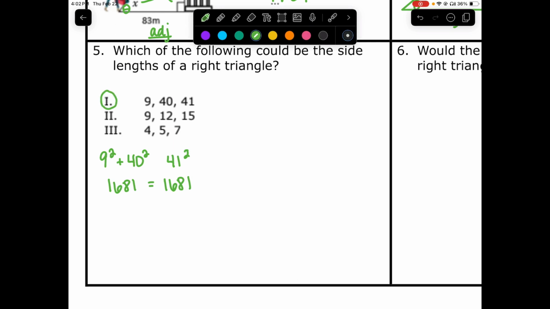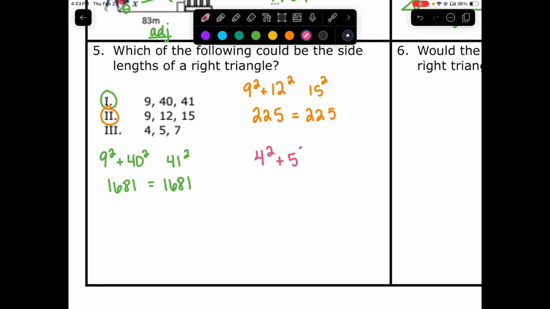Let's try another. 9 squared plus 12 squared, and we're going to see if that's equal to 15 squared. So 9 squared plus 12 squared goes in my calculator, and I get 225. 15 squared goes in my calculator. I get 225. They are equal, which means this is also a right triangle. Let's try the last one.